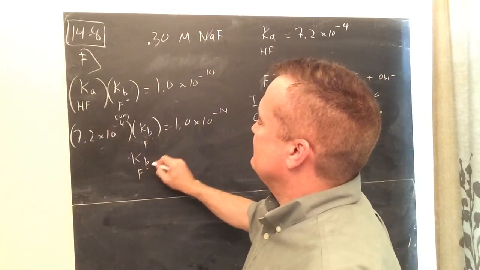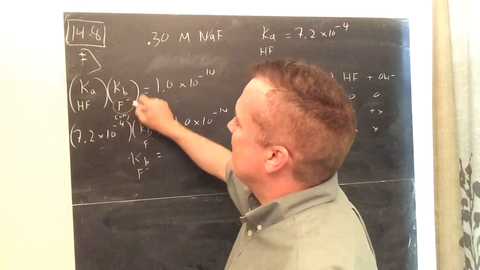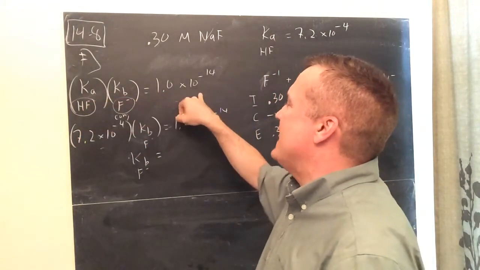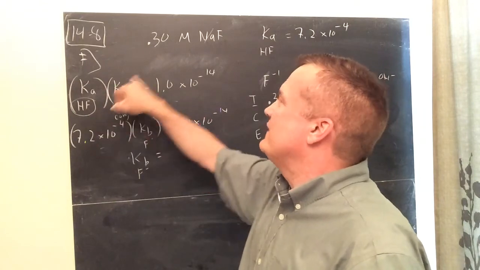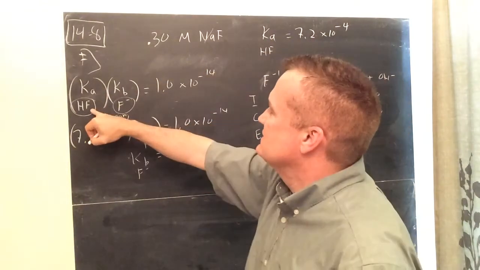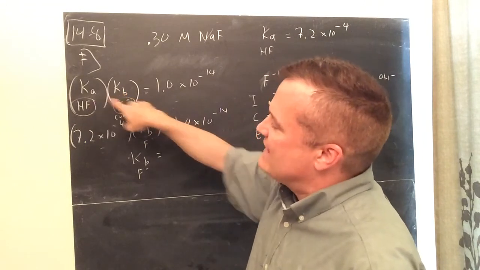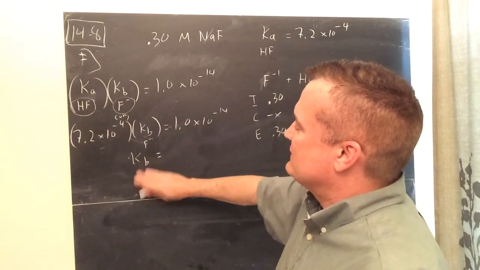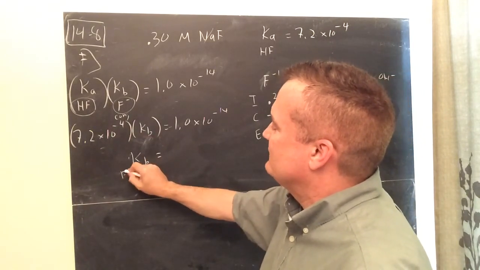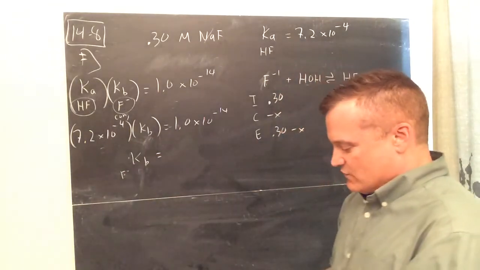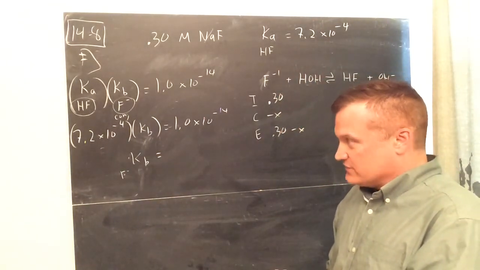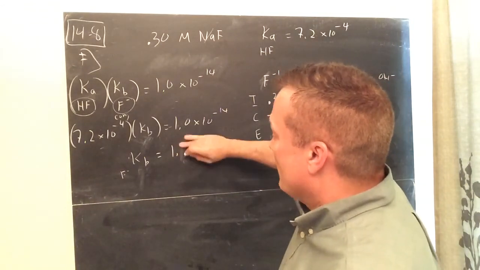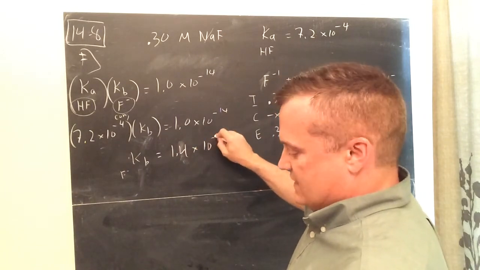The Kb of F negative equals, I like to put the little F negative below it just so I know. This equation is on the formula sheet of AP: Ka times Kb equals that. But I like to label what they tell me: Ka of HF is this, so the Kb will have to be for the conjugate, which has to be F negative. That helps me not mix it up. So the Kb for F negative will be 1 times 10 to the negative 14 divided by 7.2 times 10 to the negative 4, which is 1.4 times 10 to the negative 11.